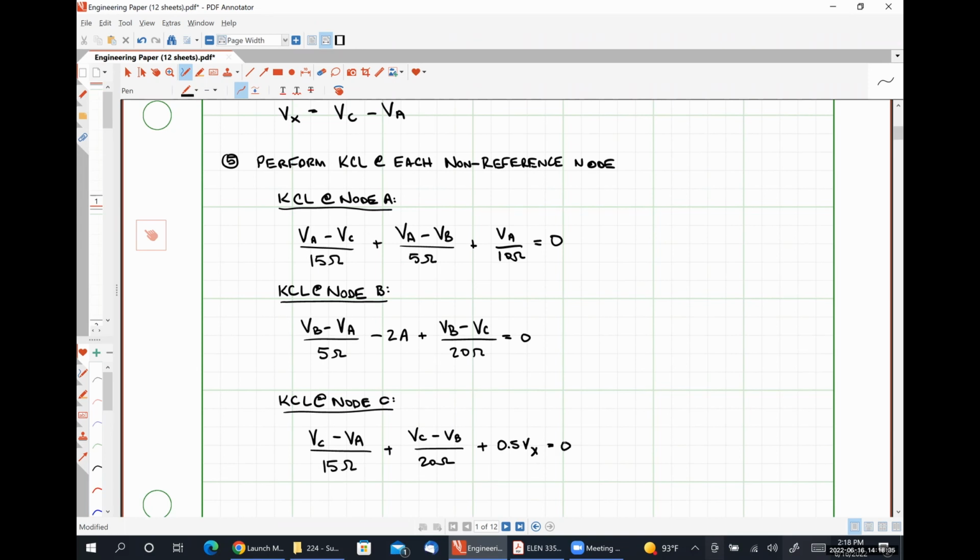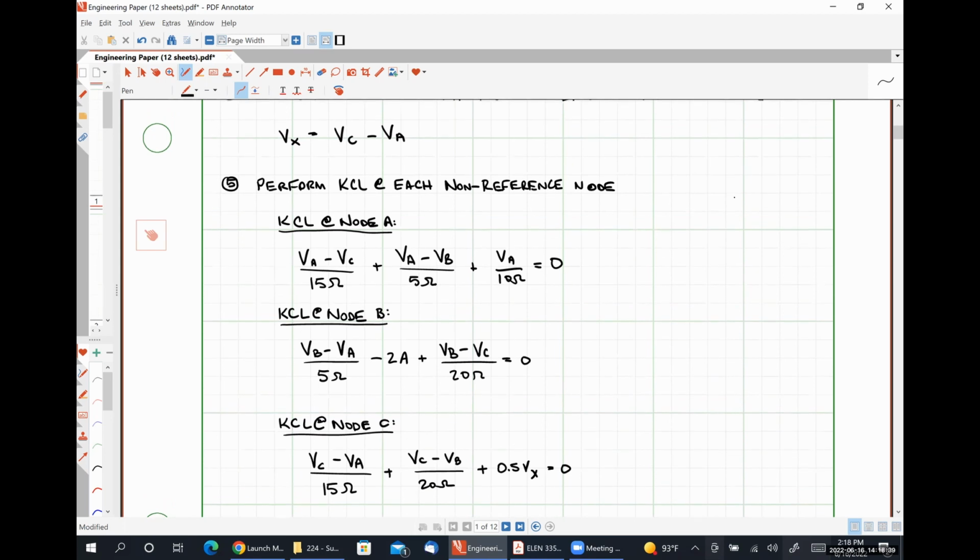And set this equal to 0. And we now have 1, 2, 3, 4 equations and 4 unknowns. And so we are at a point where some of us can actually throw this system into our calculators.